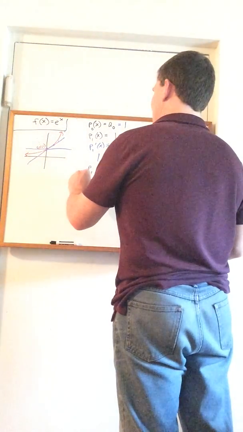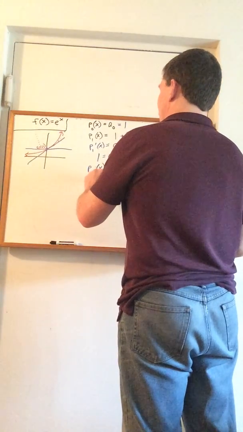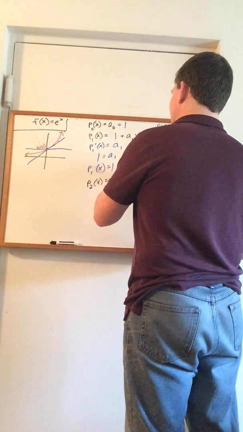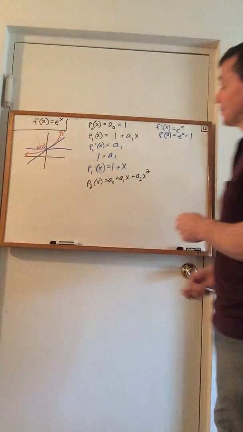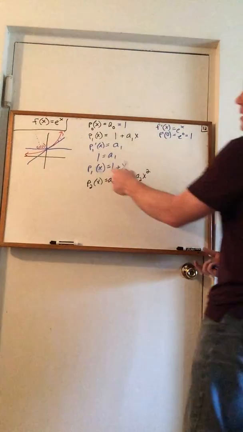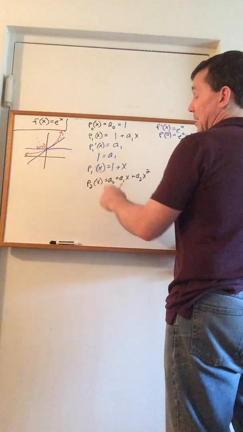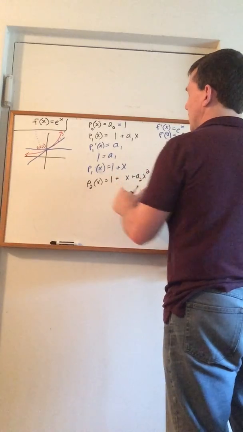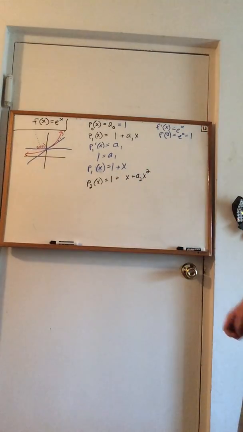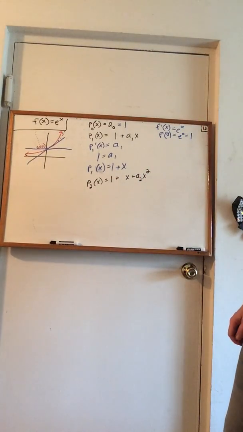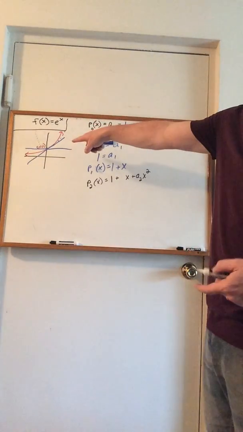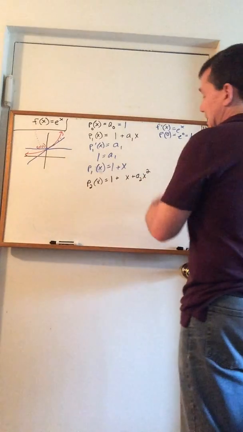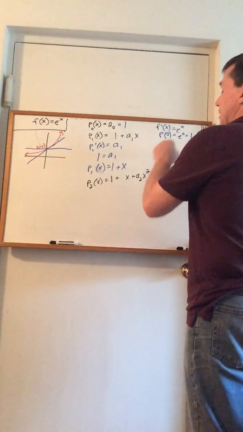So I'll call that p sub 2 of x, which is going to be a sub 0 plus a sub 1 of x plus a sub 2 of x squared. Again, I already know the values of a sub 1 and a sub 0, so I can plug those in. That's 1, and that's just going to be 1 plus x plus a sub 2 x squared. I need a sub 2. Clearly, if I want these things to agree, they have to agree with their derivatives. And in this case, take the second derivative.